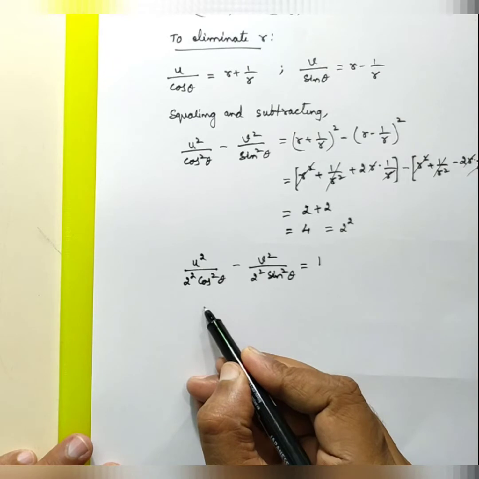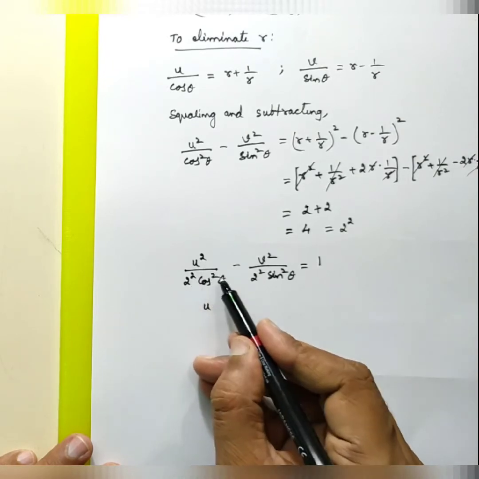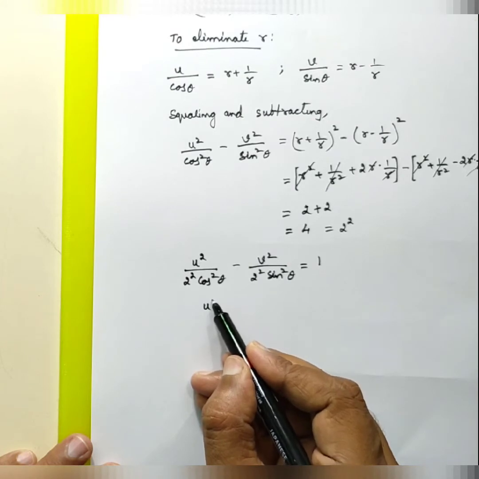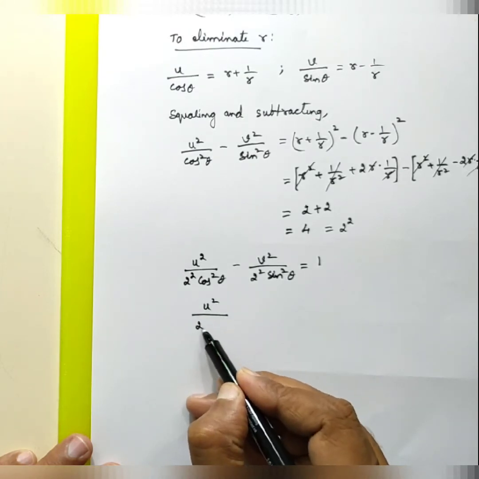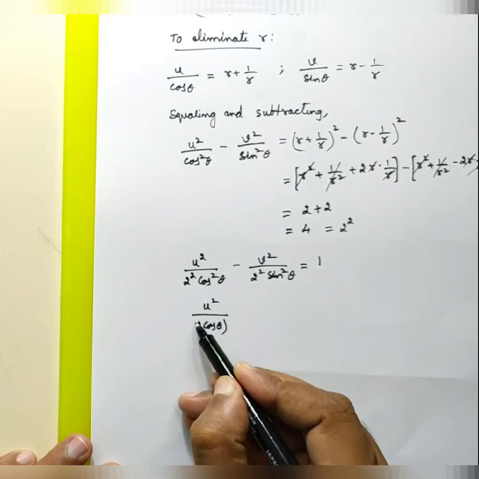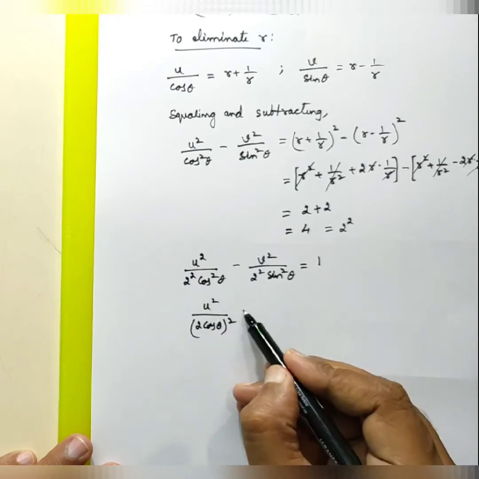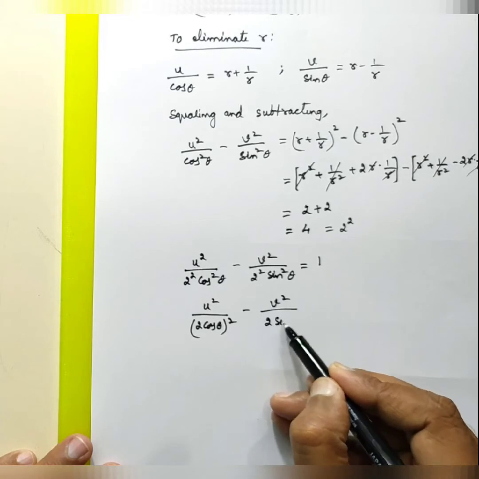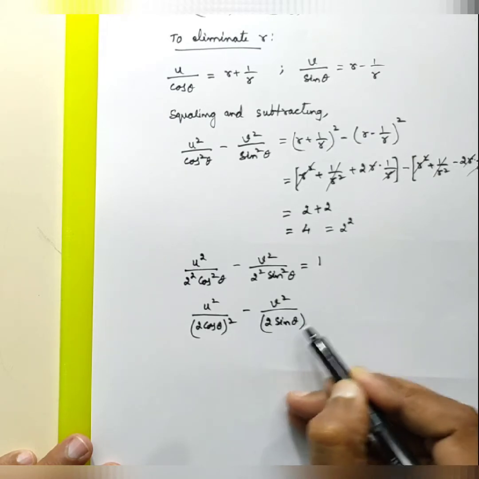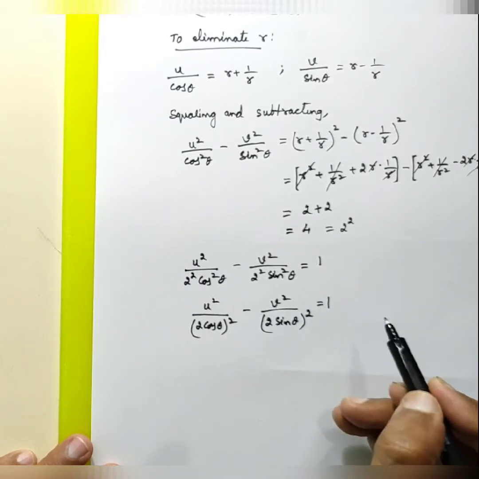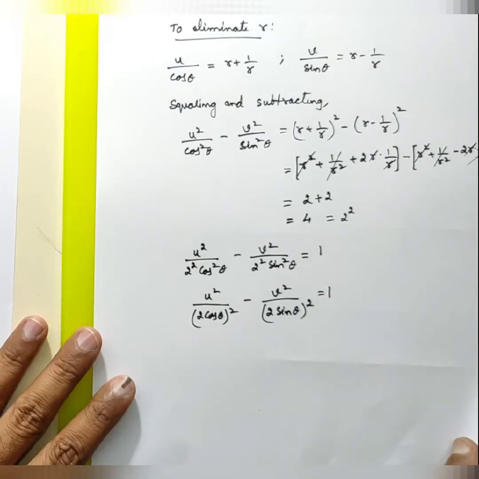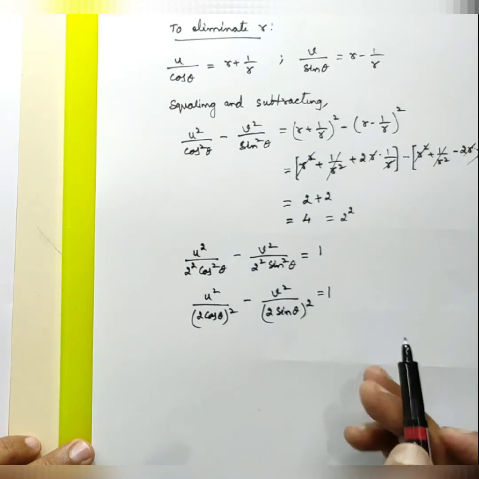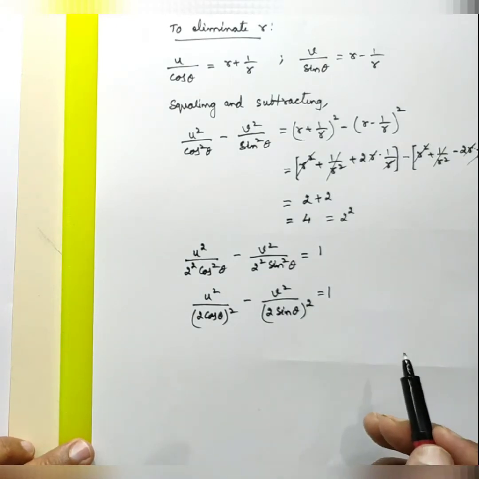Now you can see, because everything is squared, you can write this as u square by the denominator 2 cos theta whole square, minus v square by the denominator 2 times sin theta whole square, which will be equal to 1. So we need to obtain the mapping from the z plane to the w plane.